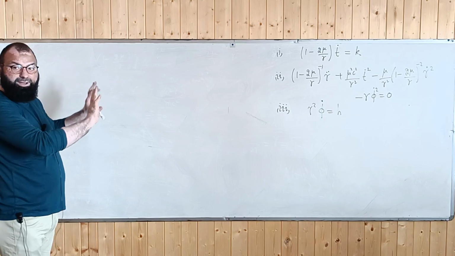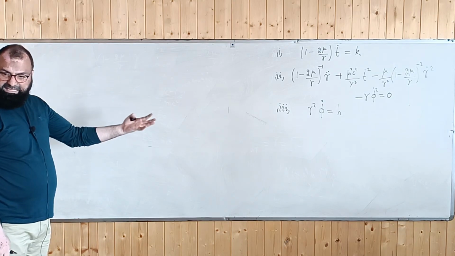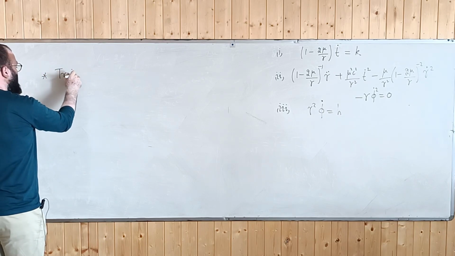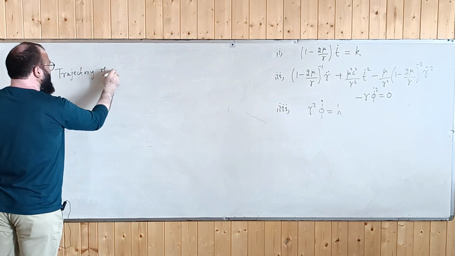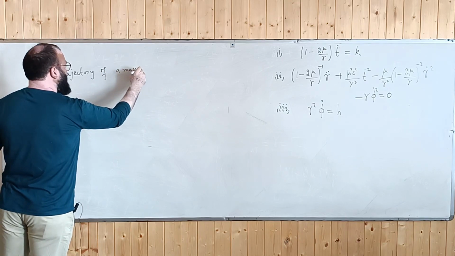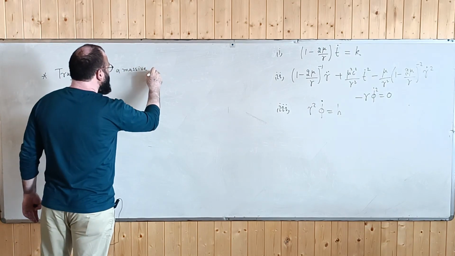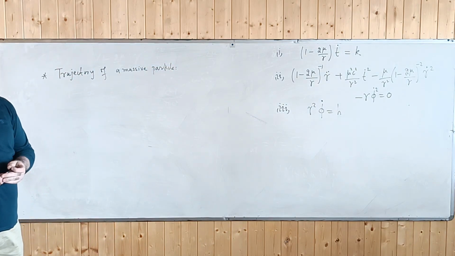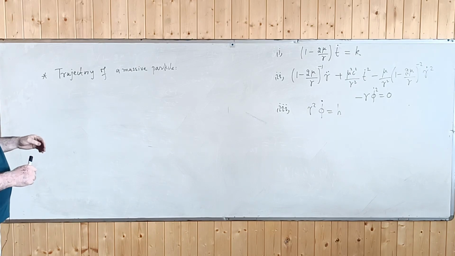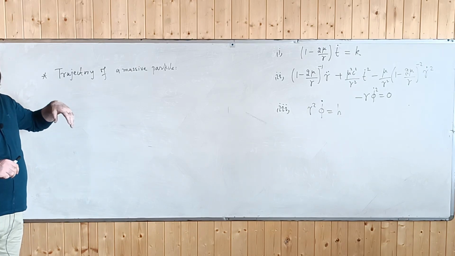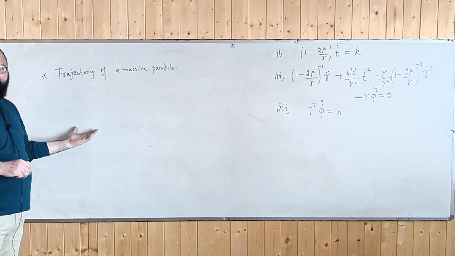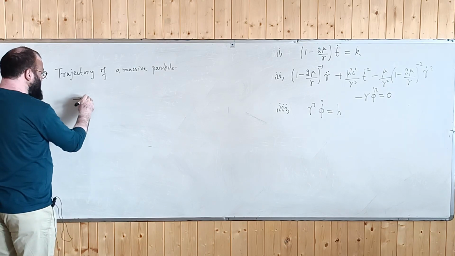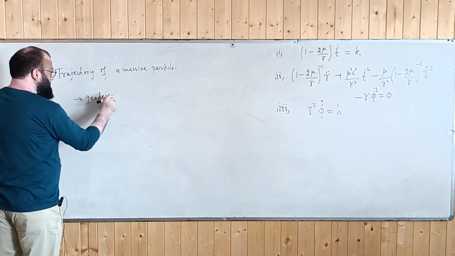Till now, this is equally valid for time-like as well as null geodesics. Now we'll look at the trajectory. What is the kind of trajectory of a massive particle? Massive particle does not mean heavy; it means it carries mass. So now tell me, if I have a massive particle, how do I write the geodesic of the massive particle? The geodesic is time-like.